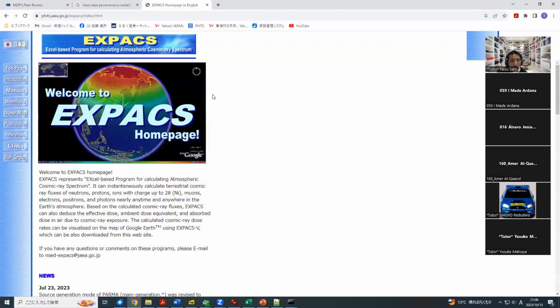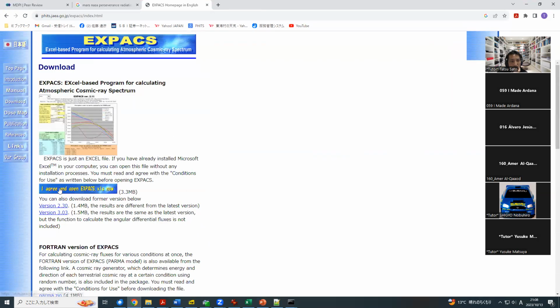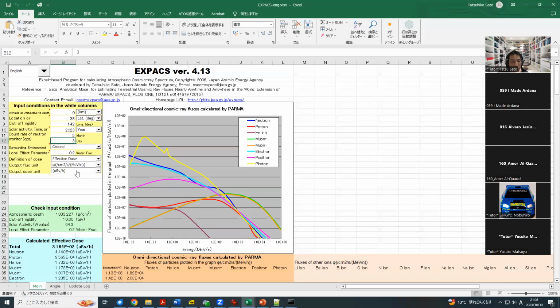So this website is also under the Fitts website, XPACS page. And if you go to the download page, you can directly download the XPACS. And in this software, you can easily calculate the dose by specifying the condition.